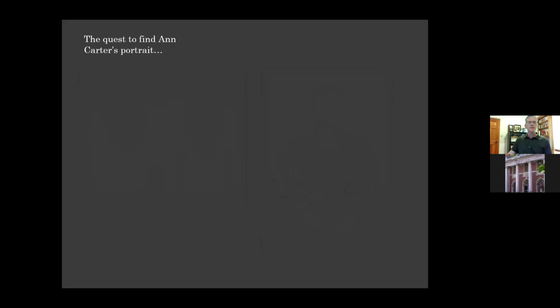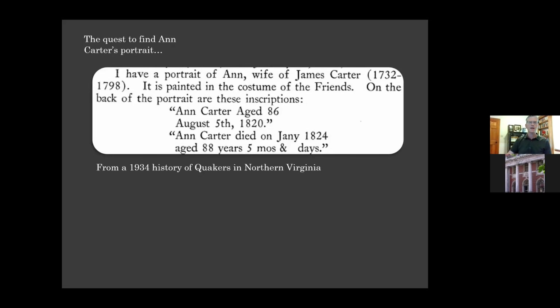All right, I'd mentioned there comes a point where you're beyond where there were photographs taken. So if we have an image, it's going to be in some other form. This is an example of that. My quest was to find a painting of Anne Carter, who's my 5th great grandmother. When I was doing research back in the 80s at the Denver Public Library, I came across a history of Quakers of Northern Virginia, written in 1934.